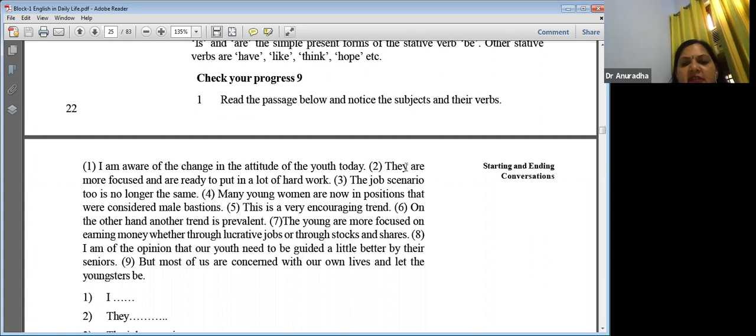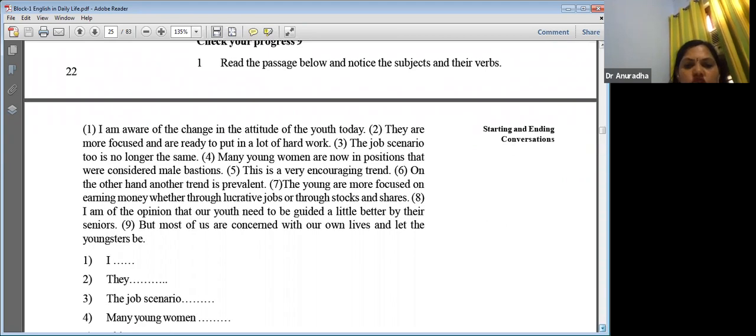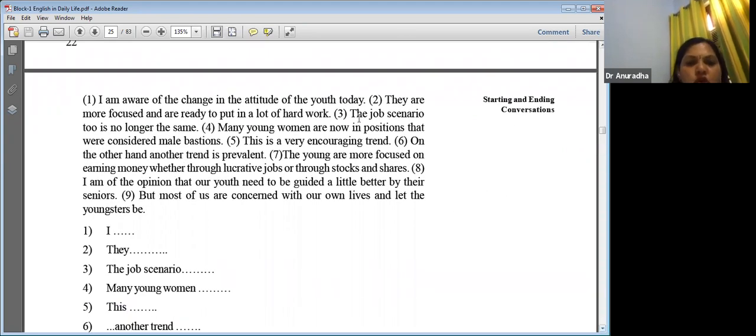Next is: "They are more focused and are ready to put in a lot of hard work." So "they" is the subject and what is the verb over here? Are. Next is: "The job scenario is no longer the same." So the job scenario is the subject and "is" here is the verb.